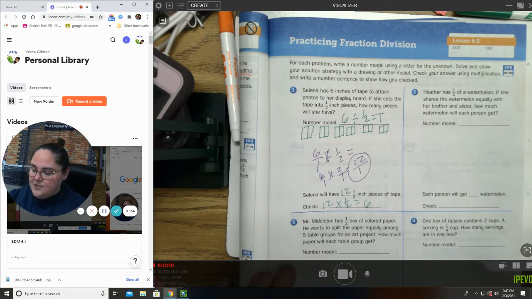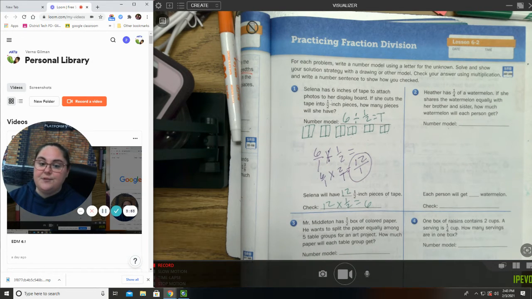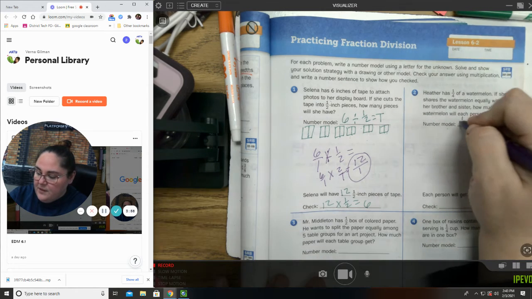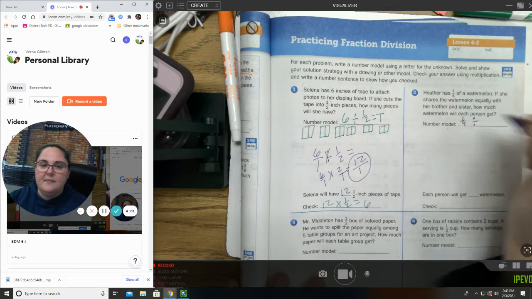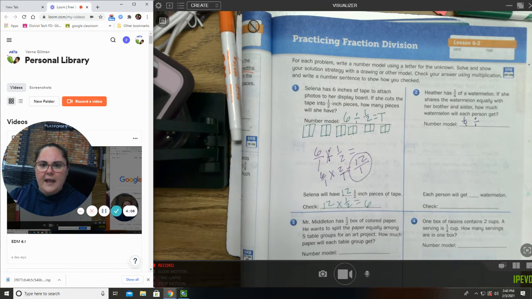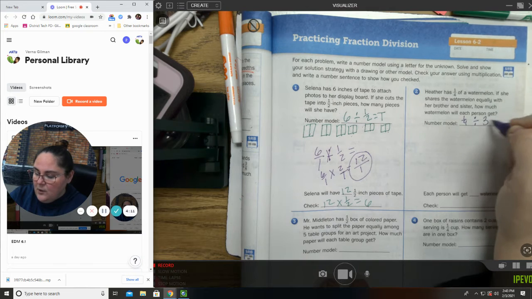Okay, let's try the next one. Heather has 1/4 of a watermelon. If she shares the watermelon equally with her brother and sister, how much watermelon will each person get? So what am I dividing? Am I dividing the people or the watermelon? Because that has to go first. Well, I'm dividing the watermelon. So 1/4. How many people am I dividing by? Well, it's her, her brother, and sister. So I'm dividing by 3 people. So 1/4 divided by 3 equals W.